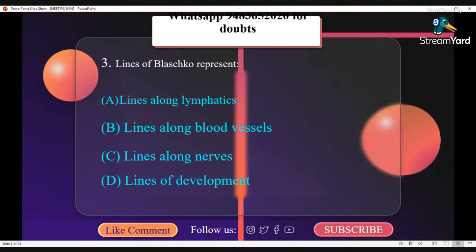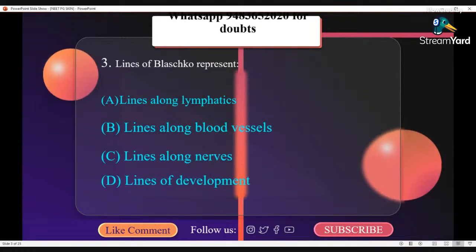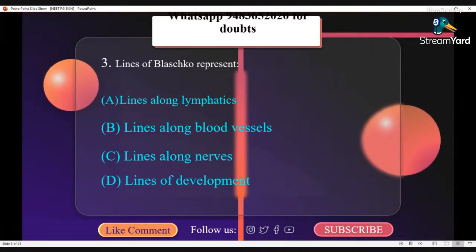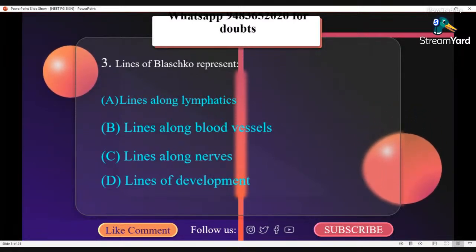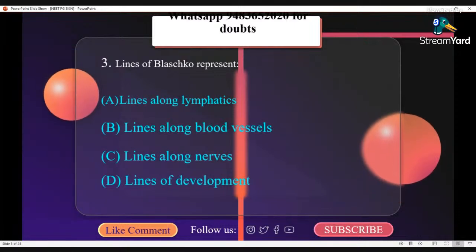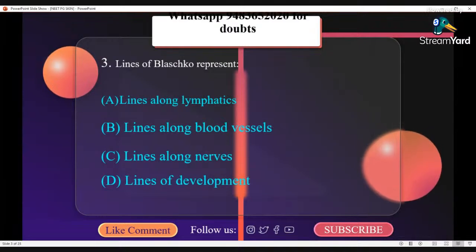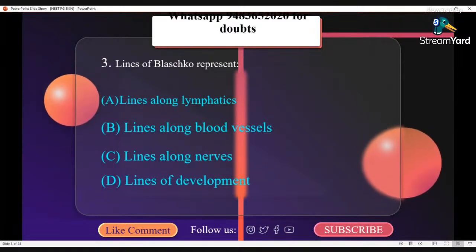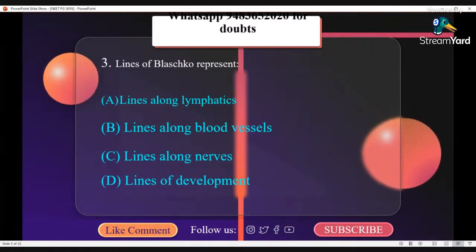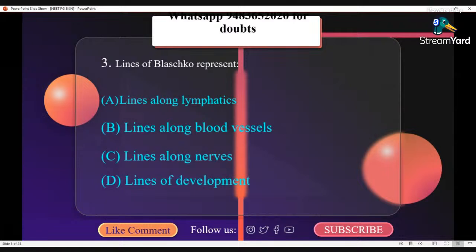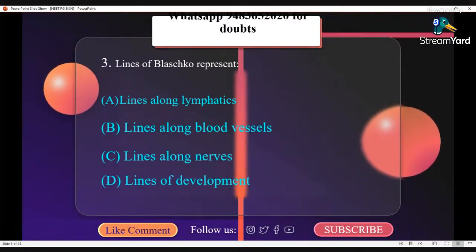You must have studied it in your first year regarding lines of Blaschko in the embryology part. So the lines of Blaschko are a pattern of lines on the skin that represent the developmental growth pattern during epidermal cell migration. They do not represent vascular, lymphatic, or nervous structures. So options A, B, C are out. So what remains is the lines of development.